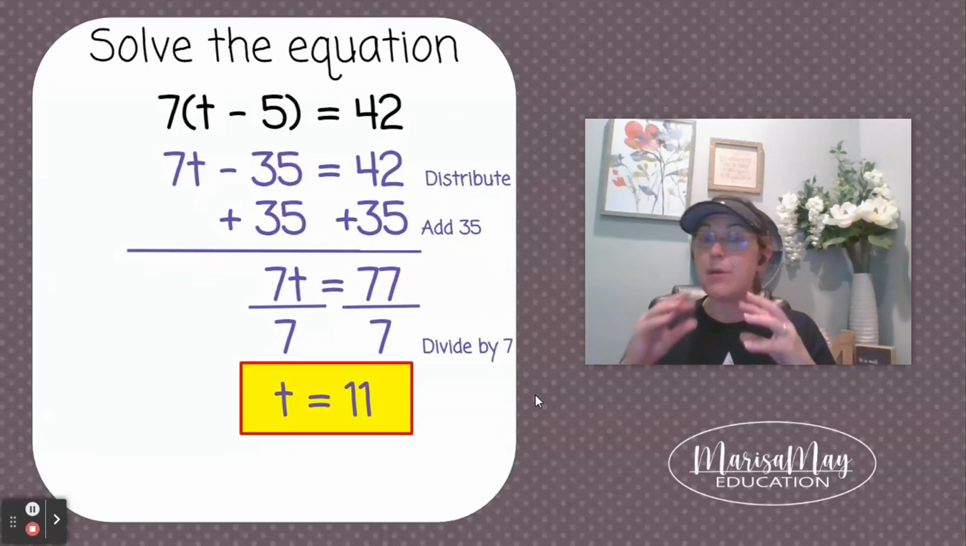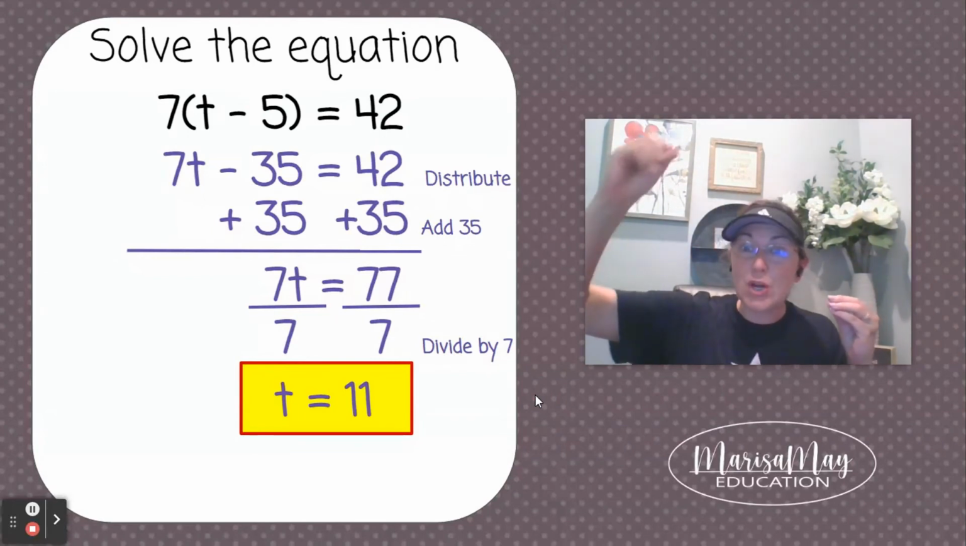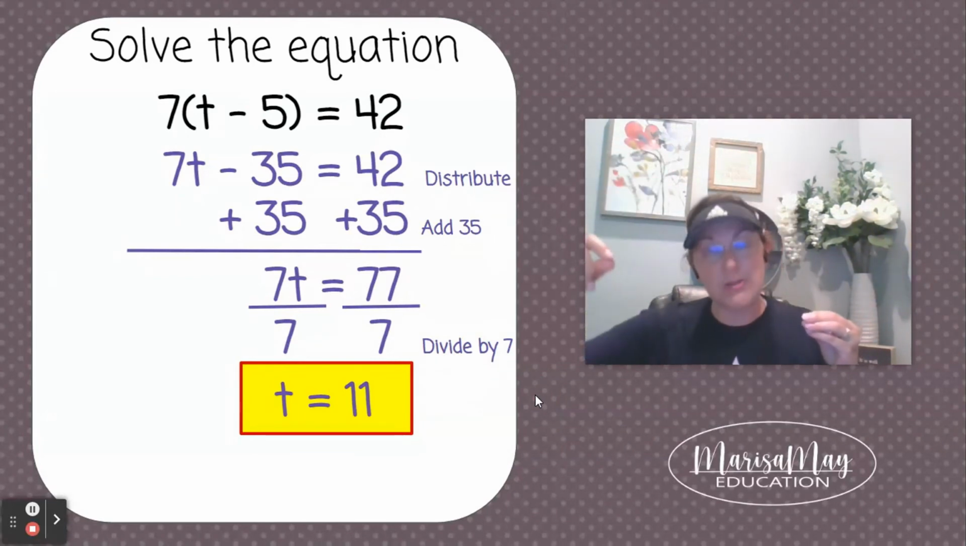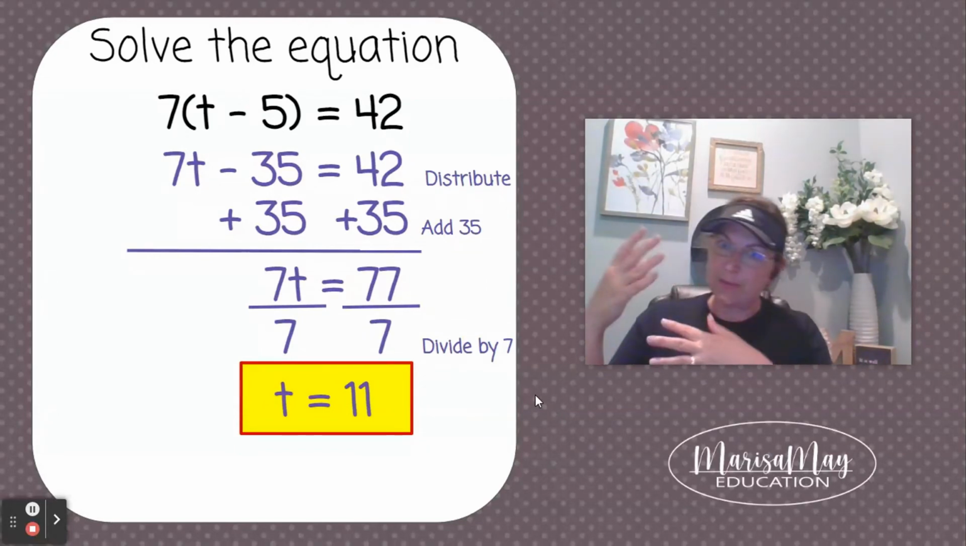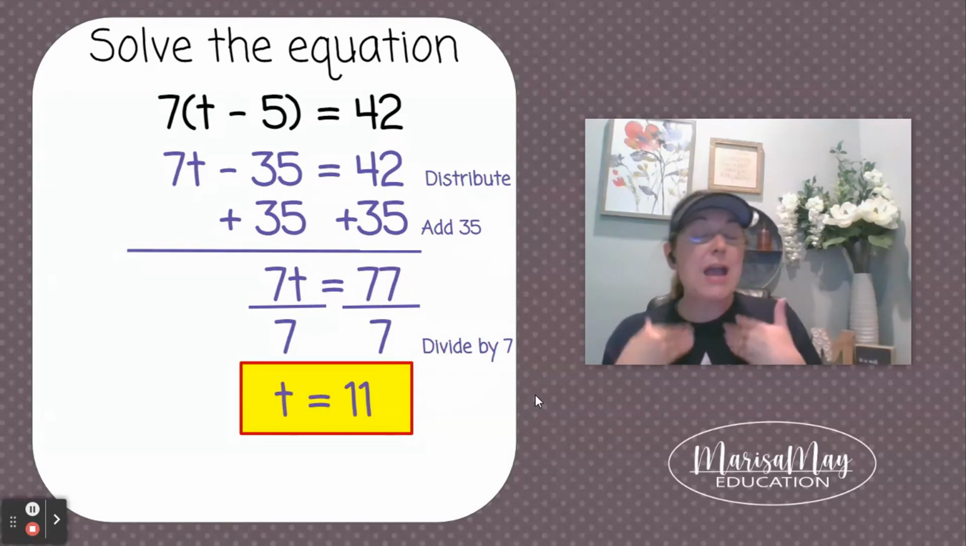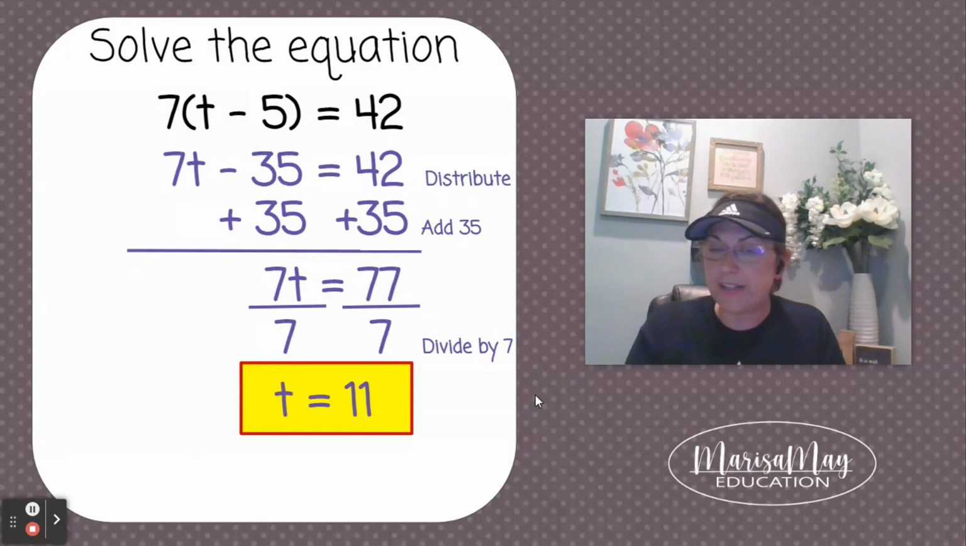So recap, this really was a two-step equation. The only difference is we had to start with a simplify step, a distribute step, before we could ask ourselves, what's happening to the variable? We've got to do the opposite. I hope you're catching that it's the same process though. That's really what we're after.